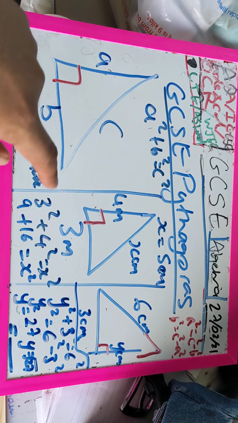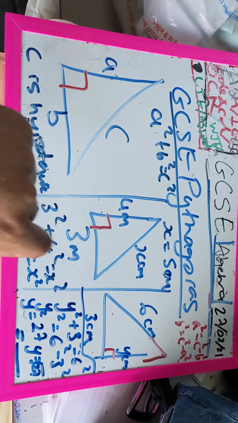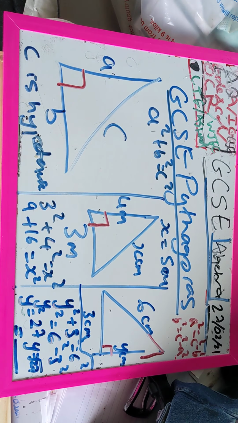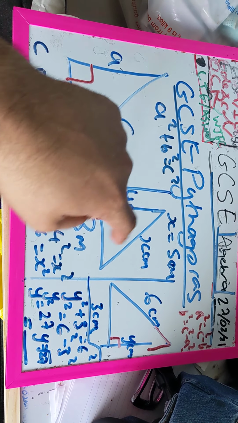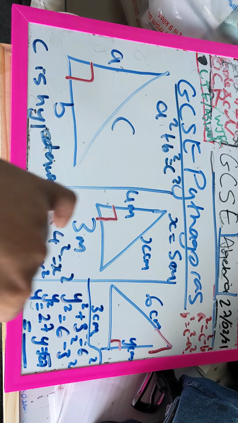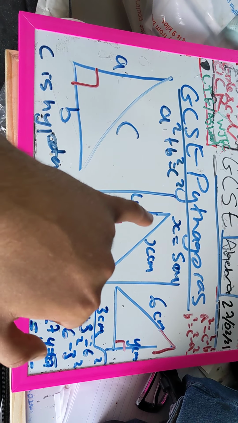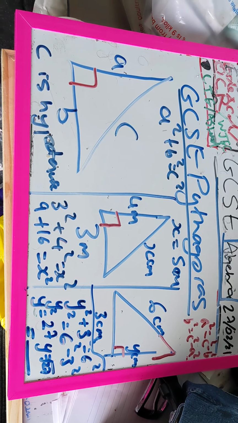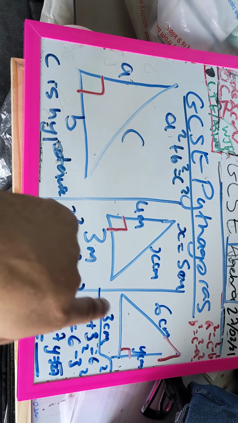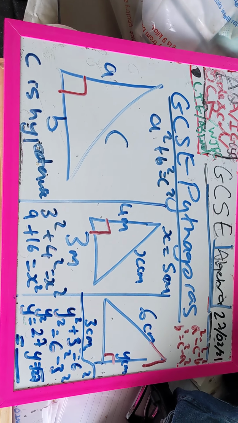So this video was looking at Pythagoras, working out the lengths of the lines. This one was working out the hypotenuse, so it's a squared plus b squared equals c squared, and then you square root your answer to work out the length. And then this one is working backwards.